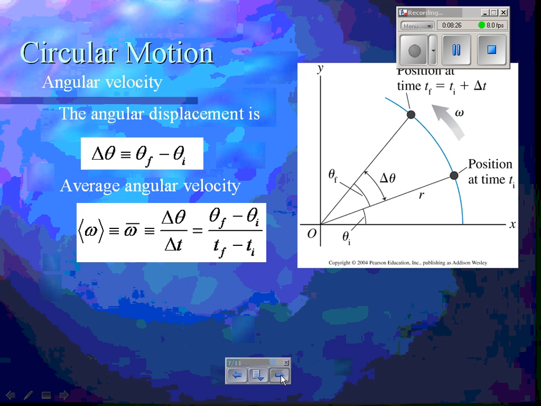So all of the things that we dealt with in linear land, we're going to have an analogous version in rotational land. Okay? So in this case, what do you think this quantity is called? Well, if you think of the analogy in linear land, if you have displacement over time, what did we call that? That would have been velocity, right? So this is angular velocity. Omega is known as angular velocity. It's the change in angle over the change in time.